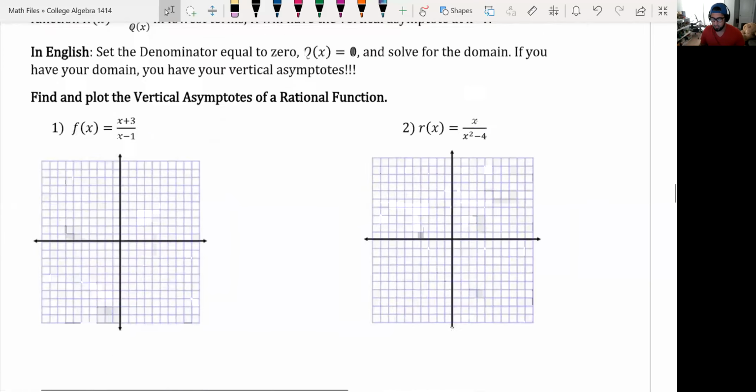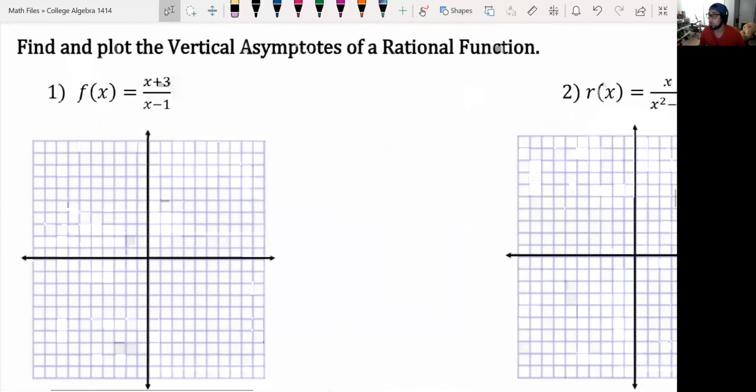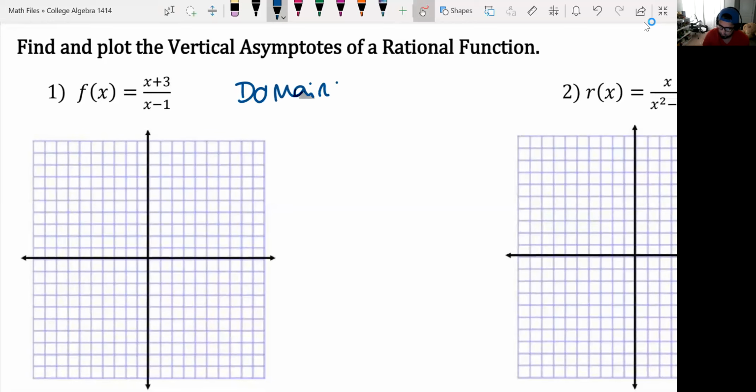So all we want to do is find the vertical asymptotes and plot them. Just graph them. That's it. So to start with, number one, the domain of our first function. We don't have to do interval notation. We'll keep it really simple. The domain is x cannot equal 1. And therefore, this is why I say easy money.